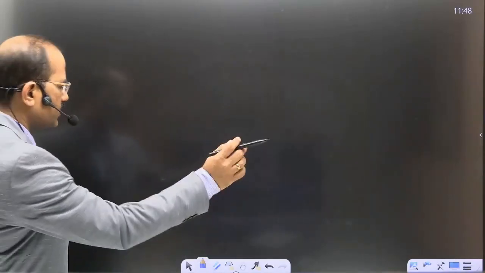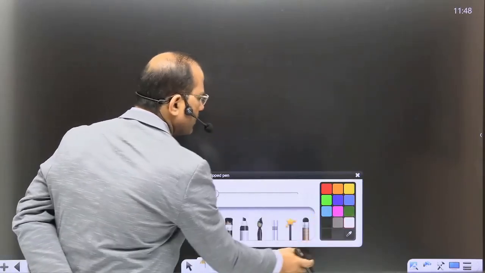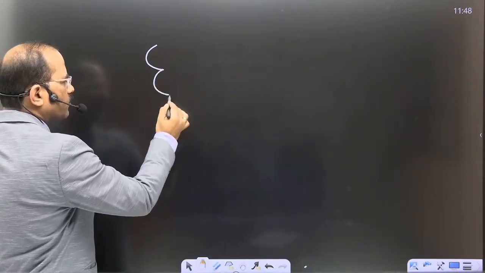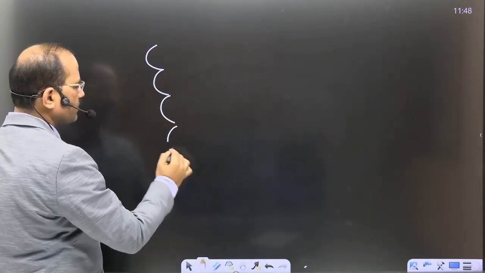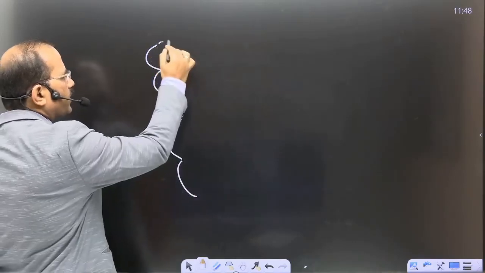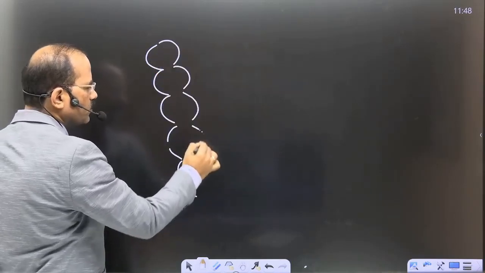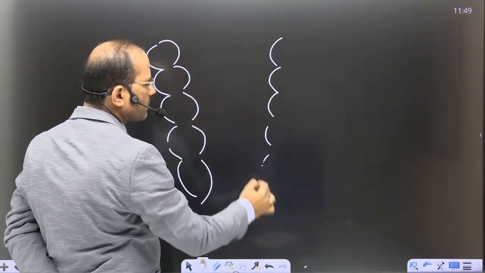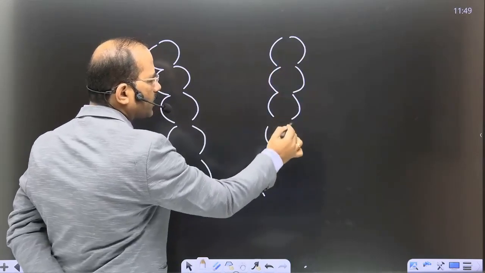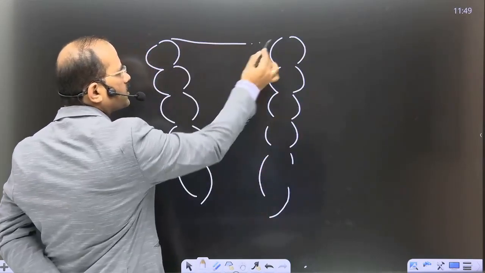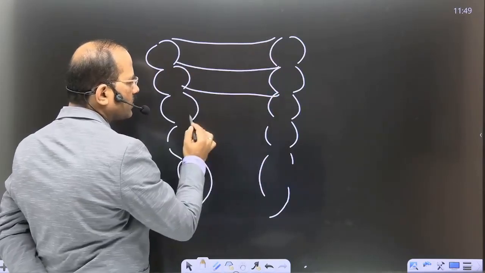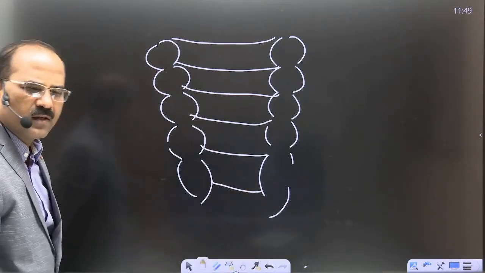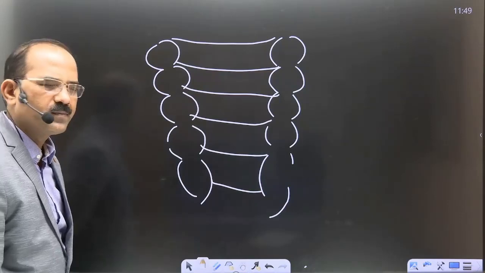Just understand this development of tongue. I'll start with this. Have a look at this. From outside, this is the ectodermal cleft, and from inside these are the endodermal pouches. This becomes the first pharyngeal arch, second, third, fourth, and sixth pharyngeal arches. This we'll study later in embryology.